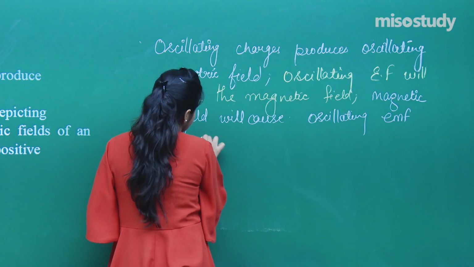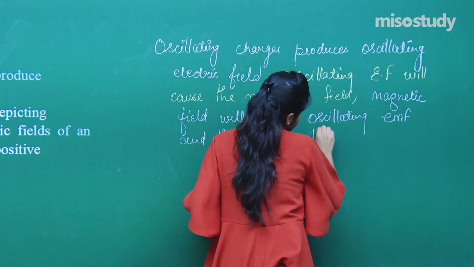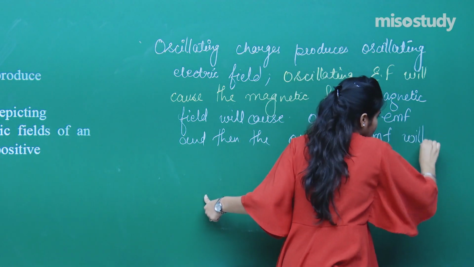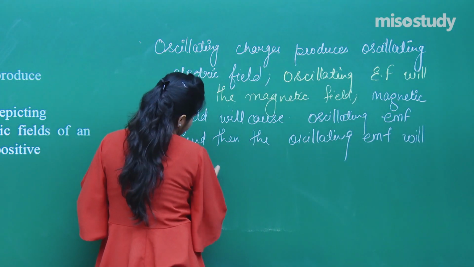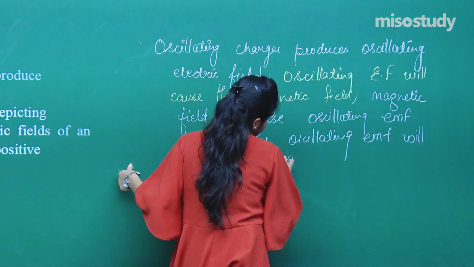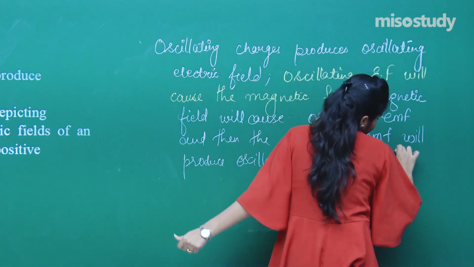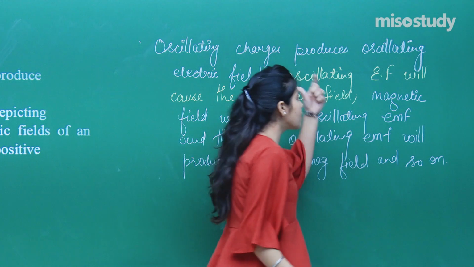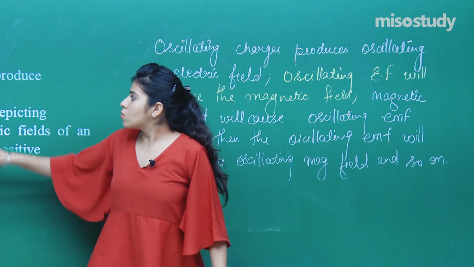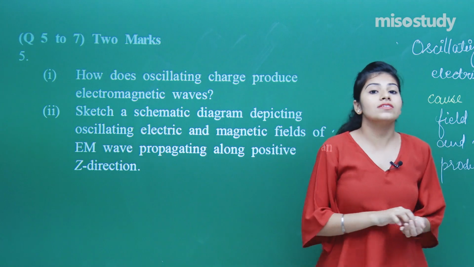And then the oscillating EMF will cause the oscillating magnetic field, and so on. If this process goes on, this is how the EM waves are produced. So in the question we had: how does oscillating charge produce electromagnetic wave? This is the process.